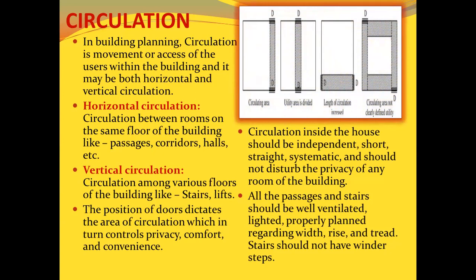So this is the circulating area and utility area in this picture. You can see the utility area is divided into two. This part will be the circulating area. The utility area is lengthwise divided, so the circulating part is in the middle. Here the circulating area is not clearly defined where the utility area will be. So it should be planned on either side. The circulation should be on all sides to reach every room without any discomfort.